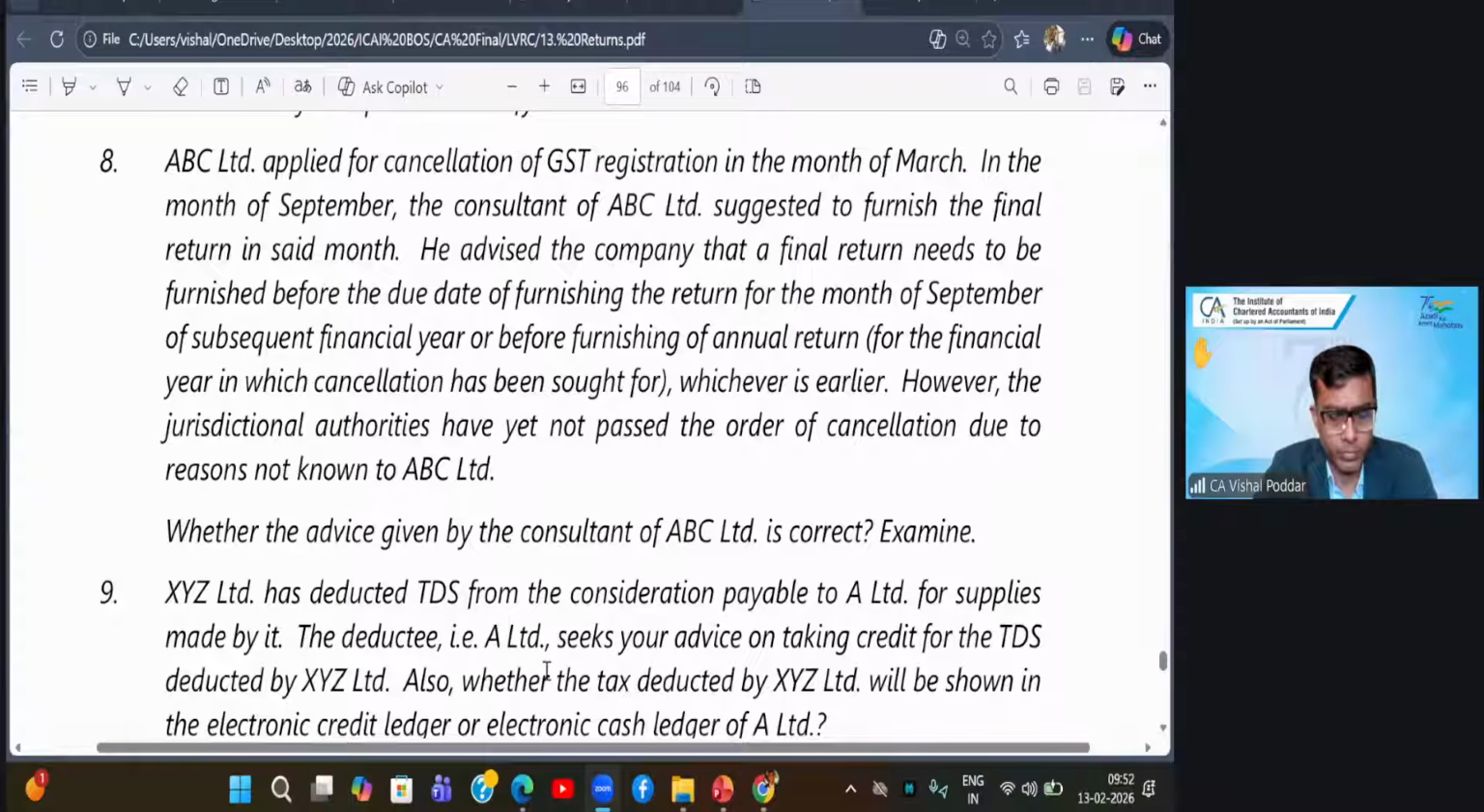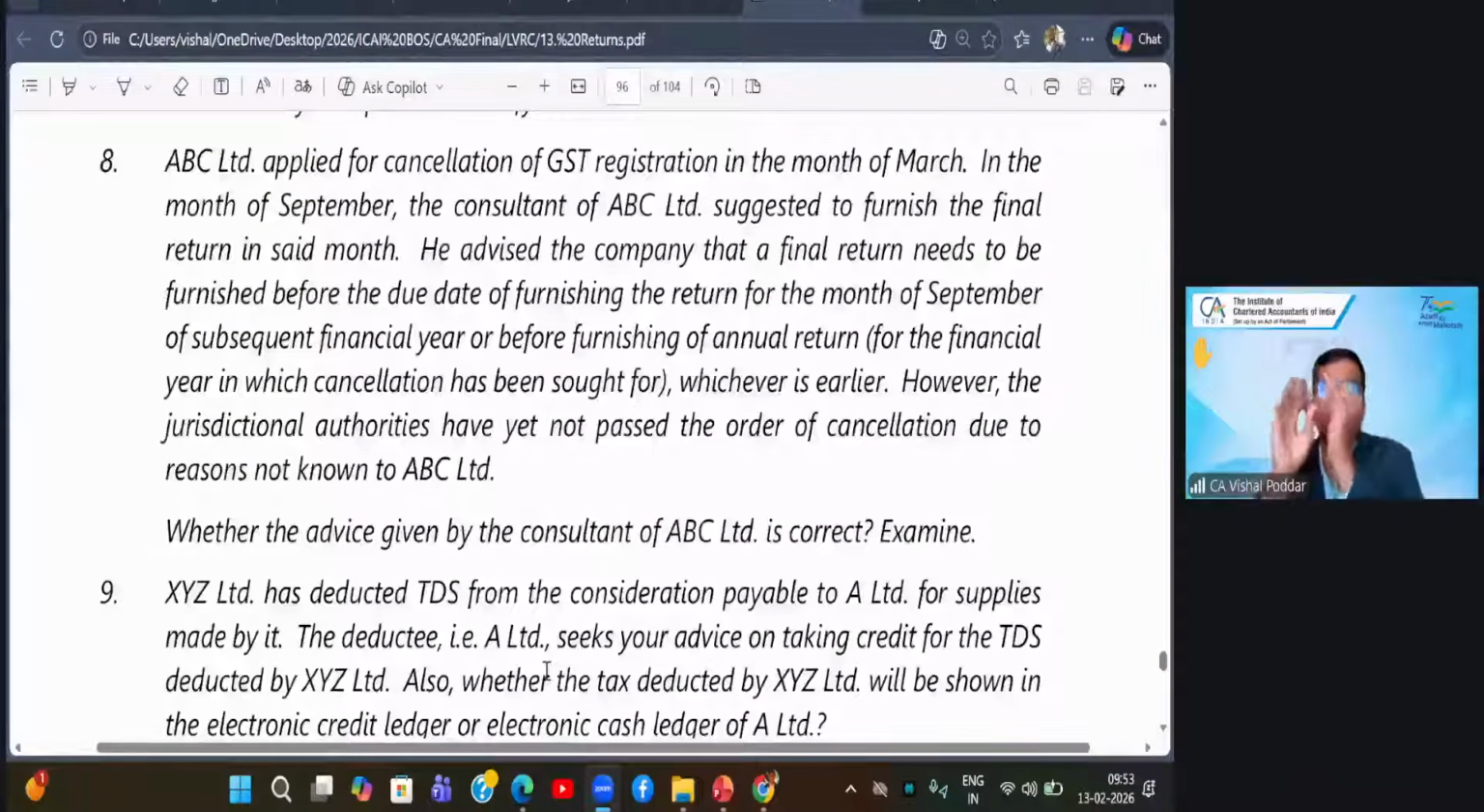He advised final return in the said month. He advised the company that a final return needs to be furnished before the due date of furnishing the return for the month of September of the subsequent financial year or before furnishing of the annual return for the financial year in which cancellation has been sought for, whichever is earlier. However, the jurisdictional authorities have yet not passed the order of cancellation due to reasons not known to ABC Limited. Whether the advice given by the consultant of ABC Limited is correct, examine.